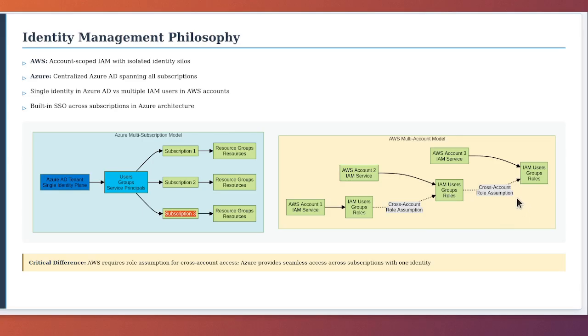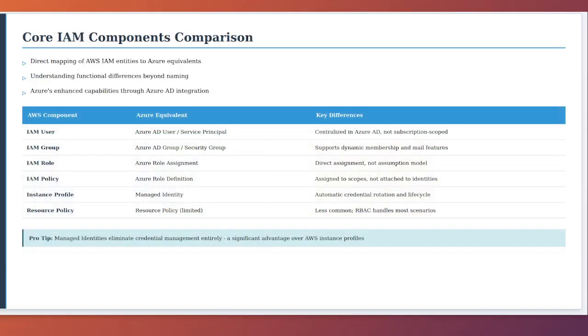Another important distinction is how these systems handle human versus machine identities. AWS uses IAM users for people and IAM roles for applications. Azure uses Azure AD users for people and service principals or managed identities for applications. Both approaches work, but Azure's managed identities provide automatic credential rotation and lifecycle management that AWS IAM roles don't offer natively.